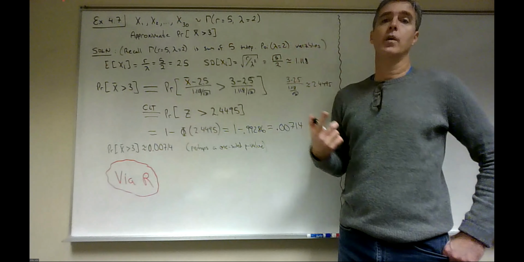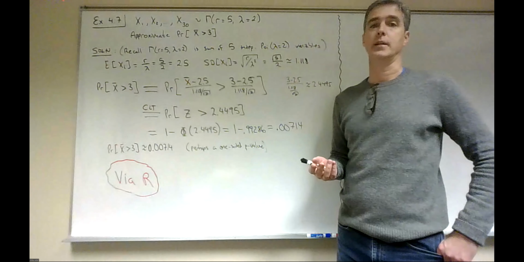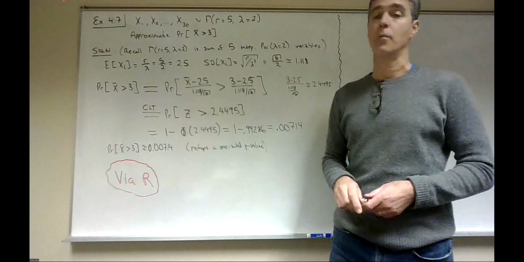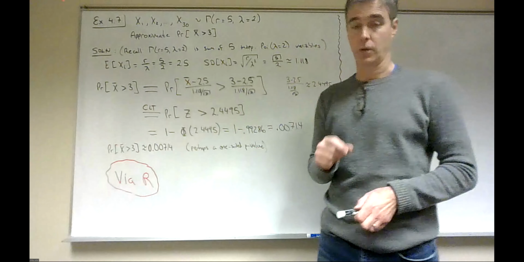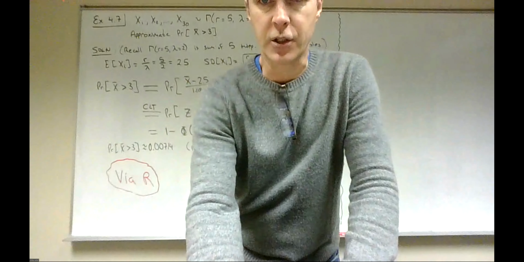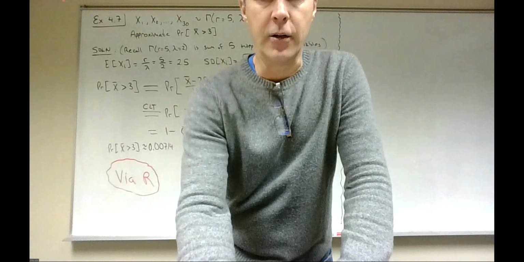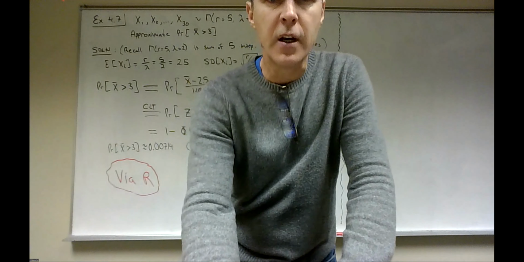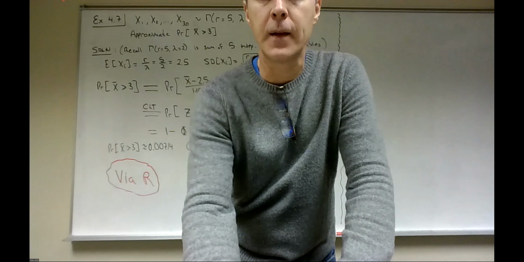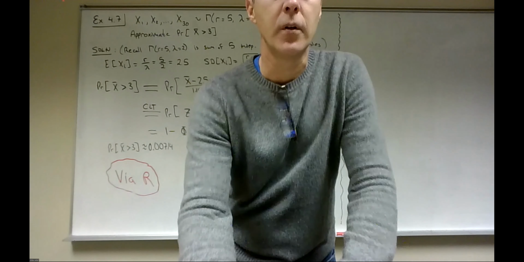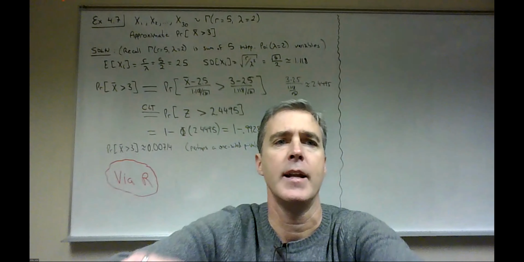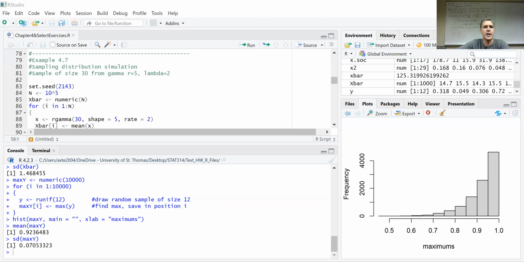Well, we oftentimes avoid using CLT because we can use R. So I'll now do the same problem in R, but it's also an approximation, okay? This is also, as always, in your notebook, your R file for chapter 4. So line 79 here, we've got example 4.7.